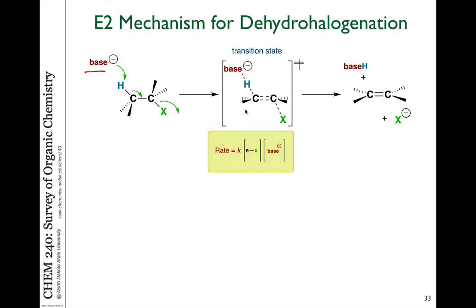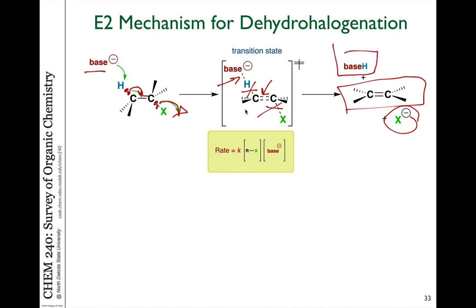Here you can see the base starting to form a bond with the hydrogen, when the electrons from that hydrogen-carbon bond are flowing down to form the new double bond, whereas the halide is leaving. In the transition state for this reaction, those bonds are beginning to form at this point, and then these bonds are starting to break. And all this is happening in one step to form the double bond, the halide, and the conjugate acid of the base that we started with.